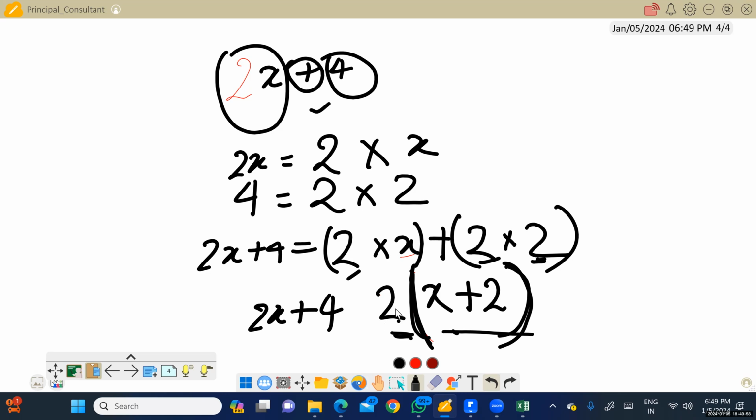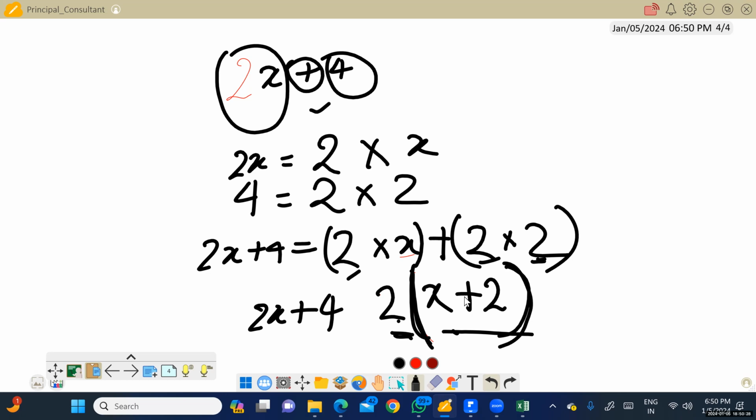So when I multiply the monomial with a binomial, it is AB plus, what we get, 2x plus 4. So this is like AB plus 2. We are multiplying the monomial with a binomial term.